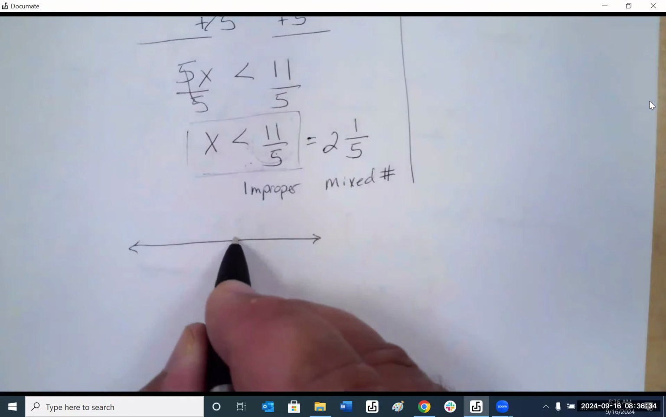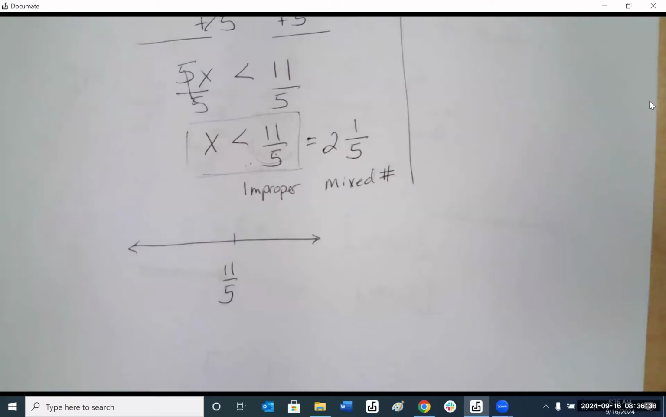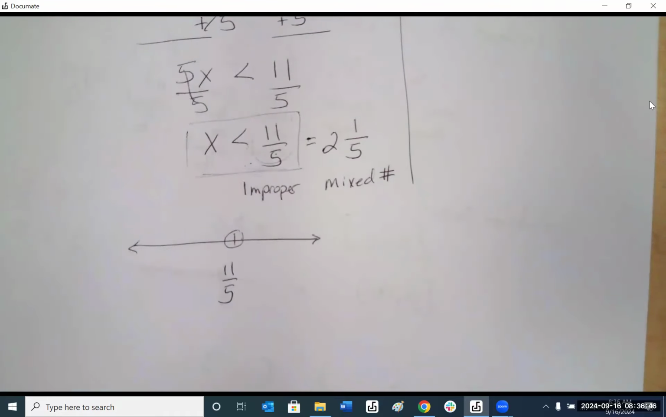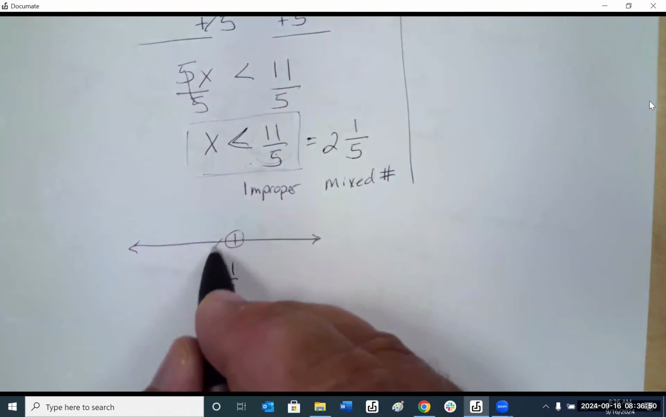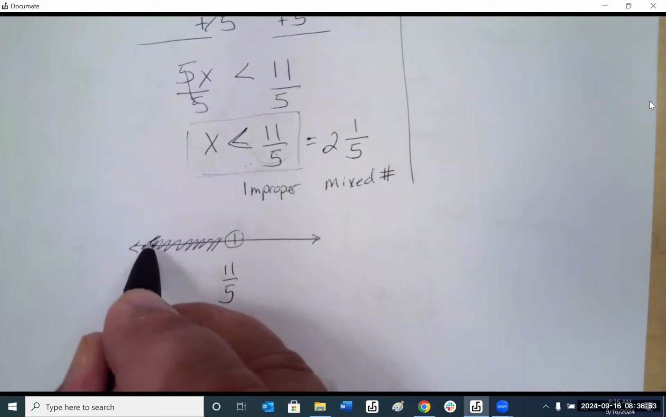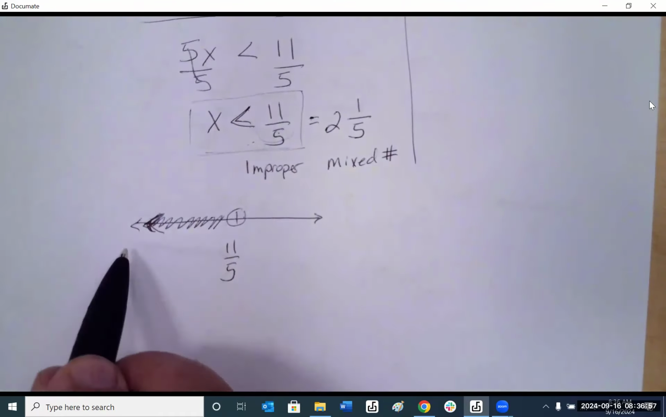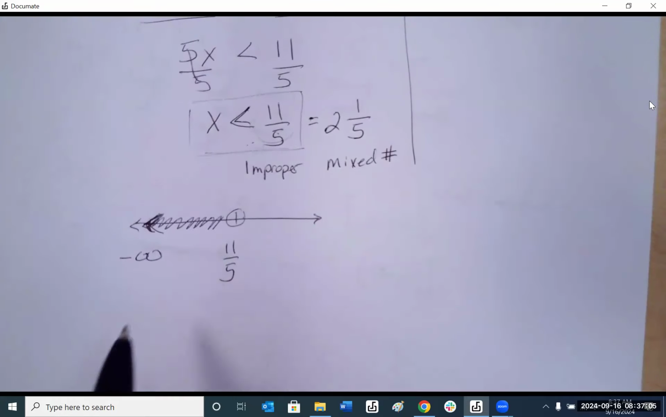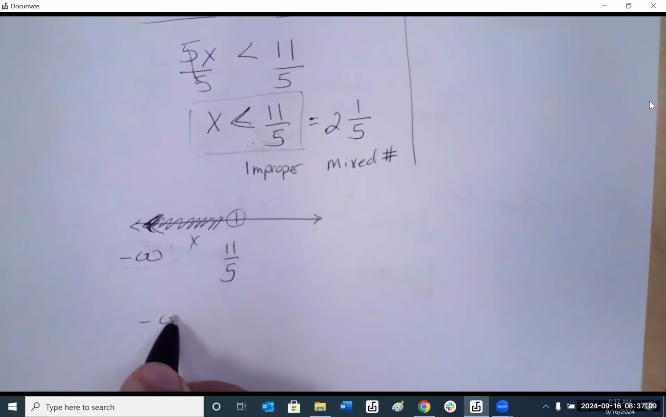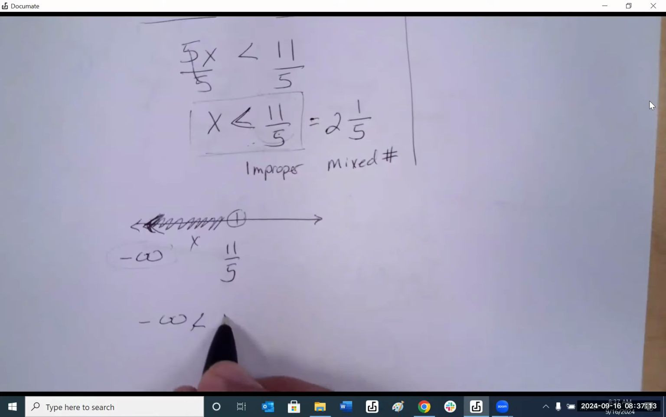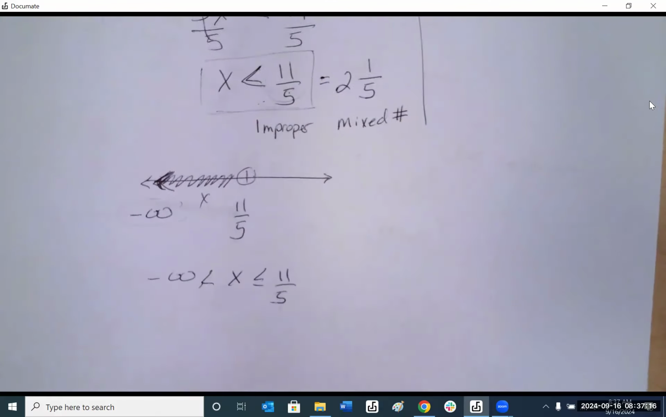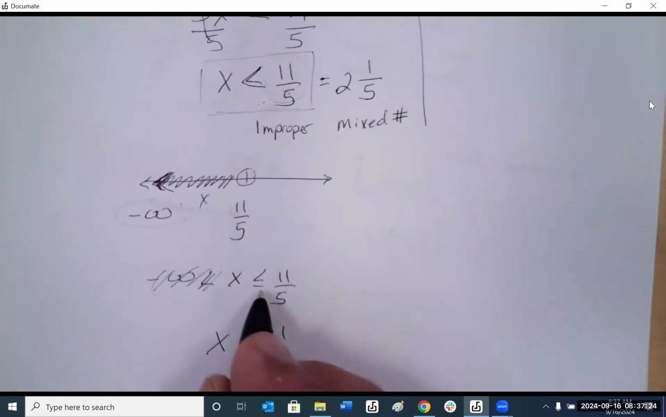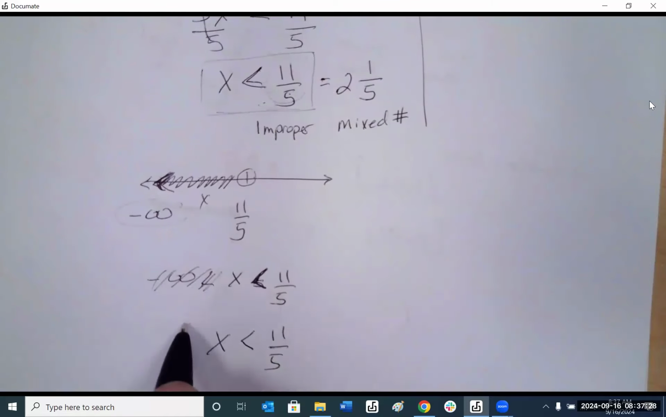So the only number we have is 11/5. Is it an open or closed graph? It's open because there's no equal sign. Which direction do I shade? Because it's pointing to the left, I shade to the left. So where is it going to? Negative infinity. I need to know this for my interval notation. My interval notation says x goes from negative infinity to 11 over 5. But since everything's less than 11 over 5, all I've got to do is write x is less than 11 over 5.